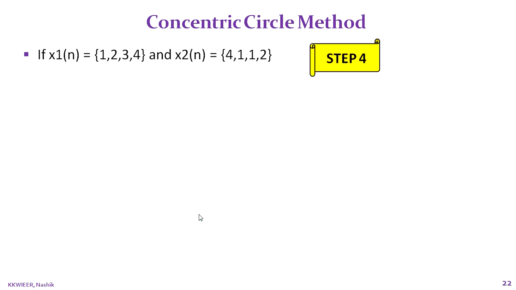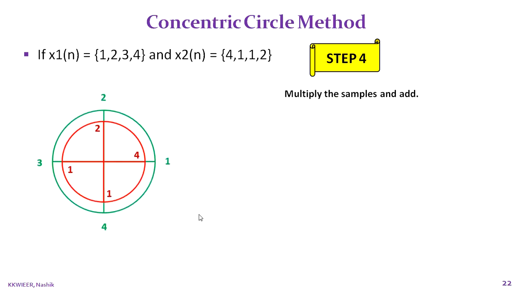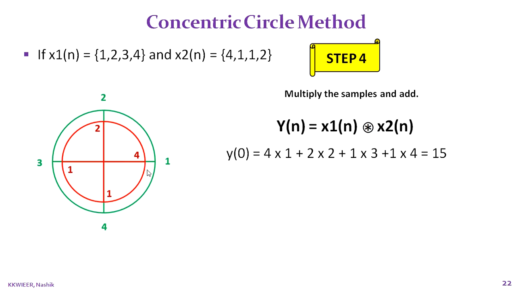So step 4 will be to multiply the samples and add them. Now y of n can be calculated as x1 of n circularly convolved with x2 of n. So y of 0 will be, what is to be done? Multiply the samples and add. So 4 into 1 plus 2 into 2 plus 3 into 1 plus 4 into 4. That will be 15. So that will be your first step, y of 0.